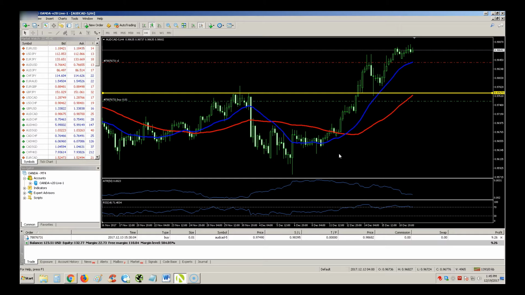Now, you don't need a lot of indicators. In fact, the less indicators and the more simple that you make it, the more effective and profitable your strategy can be. In this strategy, we're using the moving average 20 and the moving average 50. And I have them color coded here. The 20 is blue, as you can see here, and the 50 is red.